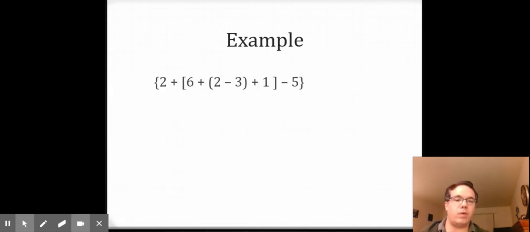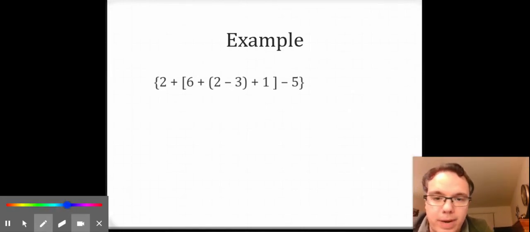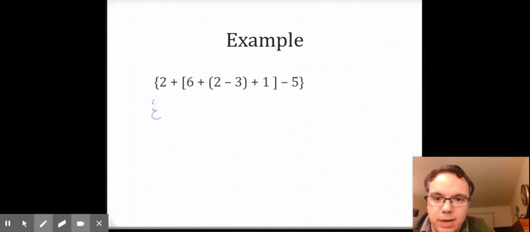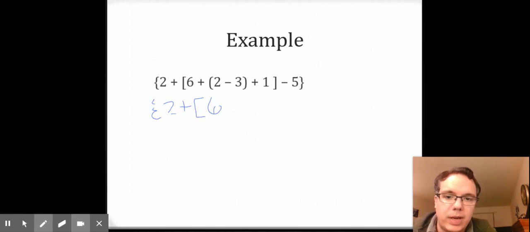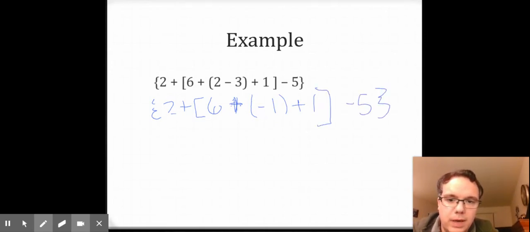So here's an example of working our way from the innermost grouping symbol out. Our innermost grouping symbol are the parentheses. So we're going to start with that. And when we do order of operation problems, we're going to rewrite the entire problem as we see it. So I'm going to keep the braces on the outside and the bar, and I'm going to do what's inside the parenthesis, which is 2 minus 3, which is going to get me a -1. I still have a +1, -5, and a brace.